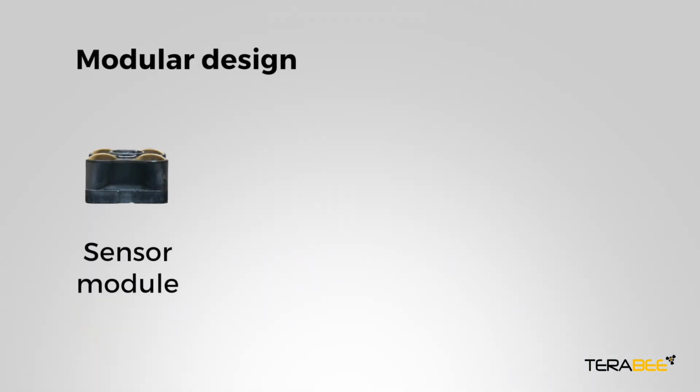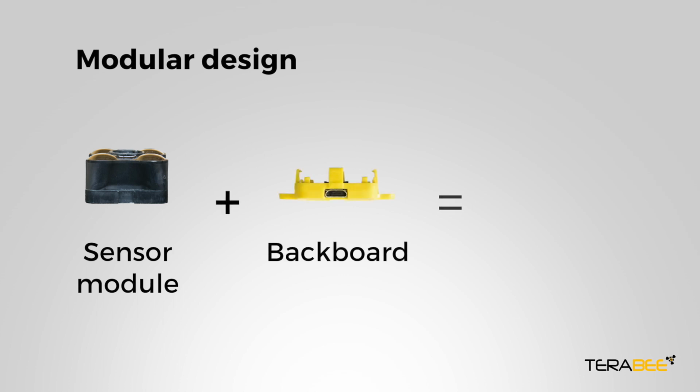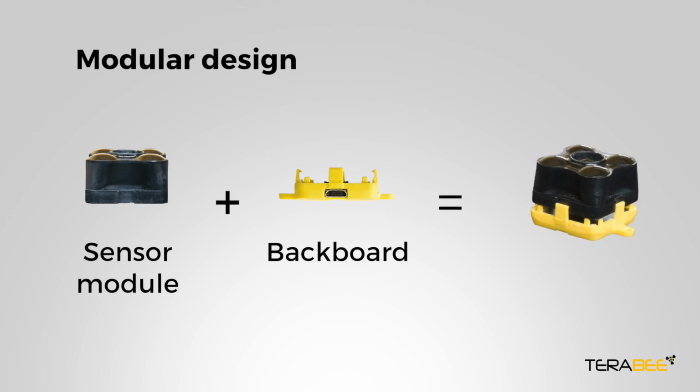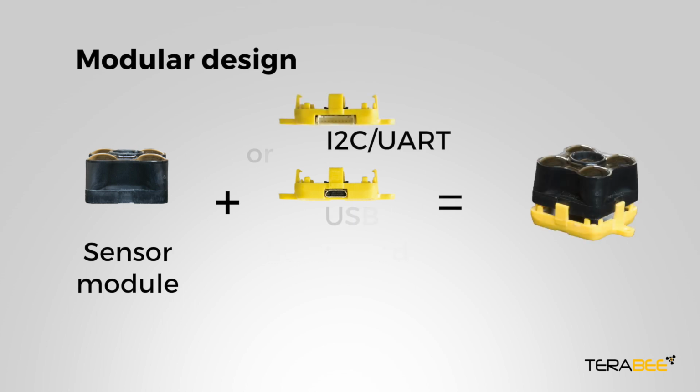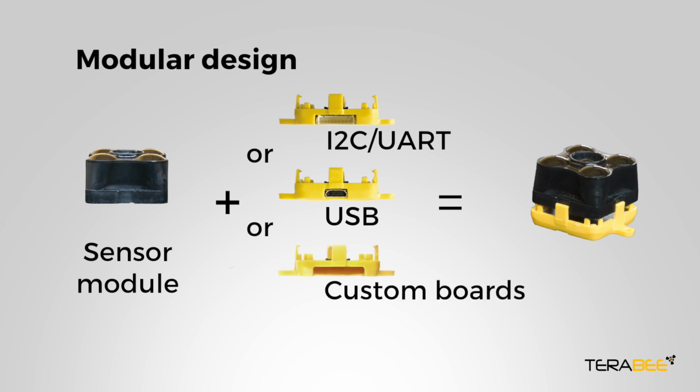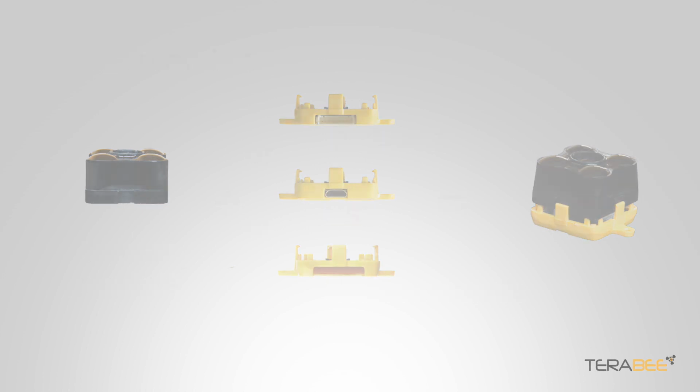Evo has a unique modular design. It uses a black-colored optical sensor and a yellow-colored backboard for power and communications. Choose between I2C, UART and USB interfaces. Custom boards like Wi-Fi, Bluetooth, LoRa, or Sigfox can also be designed to meet specific mass production needs.